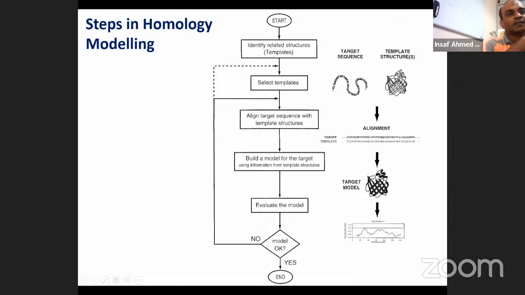Now, next after homology modeling, another thing is threading. Homology modeling is the most common method. It is good if you have sequence similarity around 30%. But if you have sequence similarity less than 30%, then what will you do? Will you not determine the structure? Yes, you will determine the structure. We will look for another method, and that method is called threading.